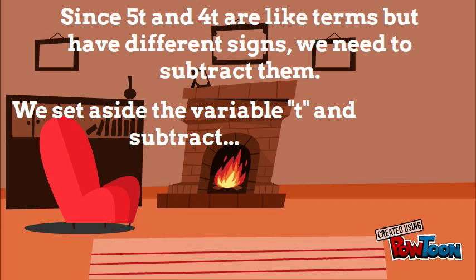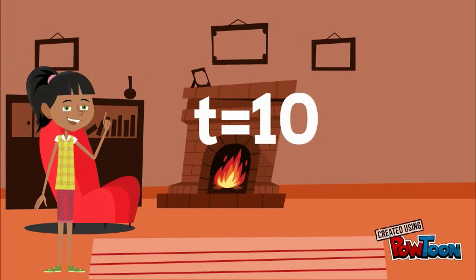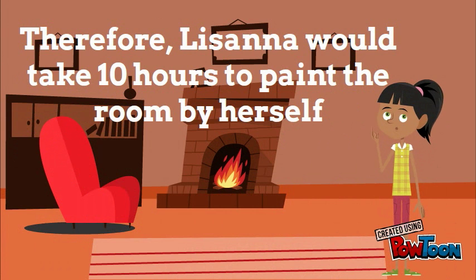We set aside the variable t and subtract 5 and 4, and the answer is 1. Then copy the variable. We write it as 1t, or just simply t. t is equal to 10. Therefore, Lisanna will take 10 hours to paint the room by herself.